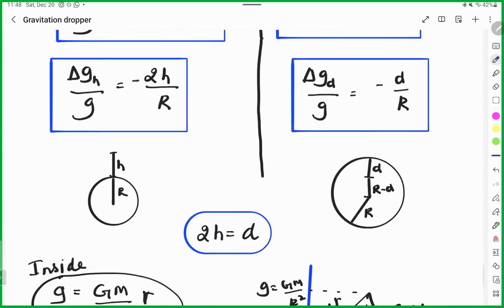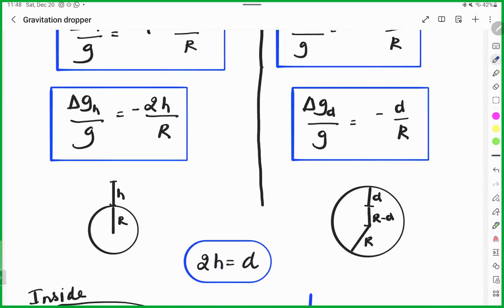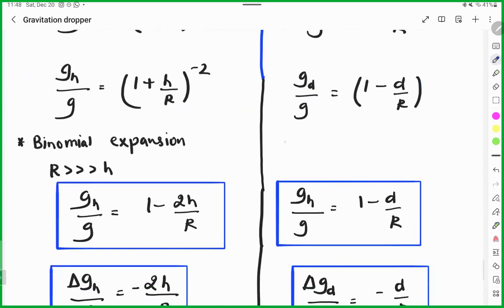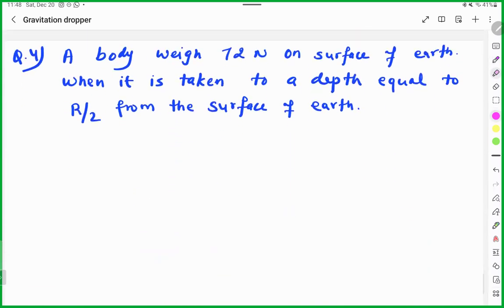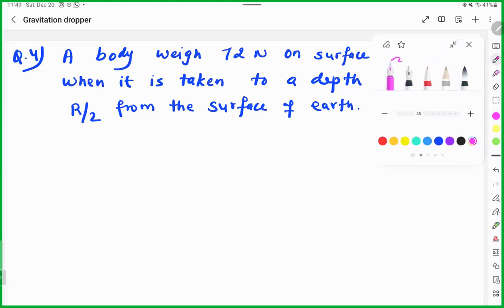Okay. Remember, d is always taken from the surface. I will write it here again. d is taken from the surface, not from the center. d is taken from the surface. 36 Newton. What is your answer? 36, Pratigya? 36 Newton is correct.